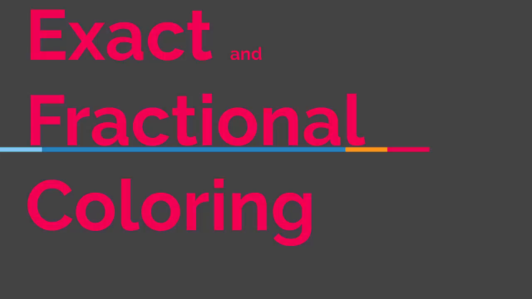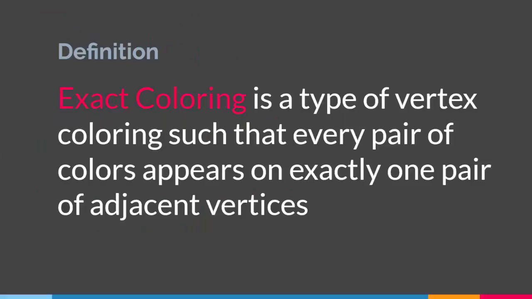Hello everyone, in this lecture we are going to talk about exact and fractional coloring, and we will start with exact coloring. Exact coloring is a type of vertex coloring such that every pair of colors appear on exactly one pair of adjacent vertices. So let's say we have a list of colors that we color the vertices of a graph. Every pair of colors appear on exactly one pair of adjacent vertices.